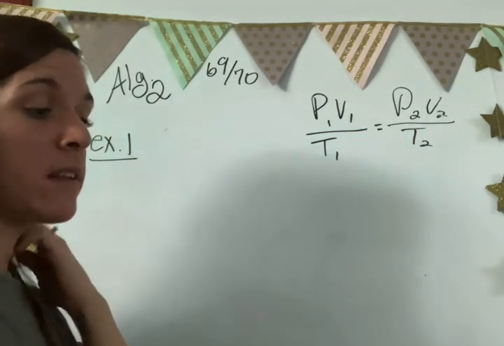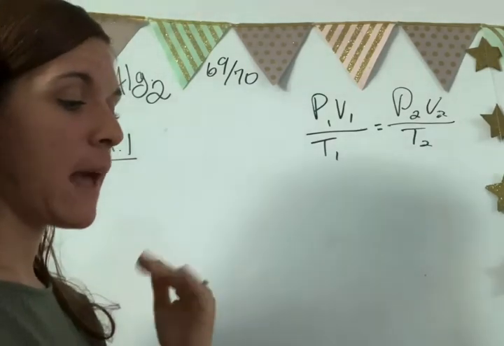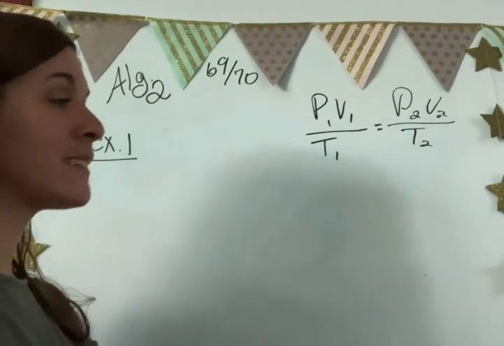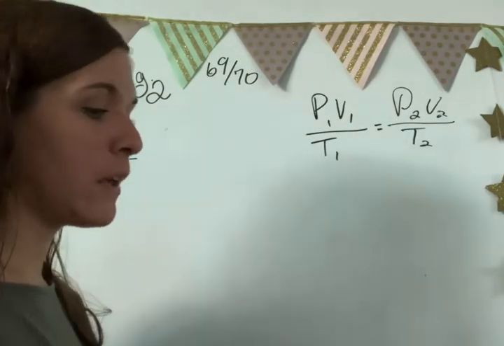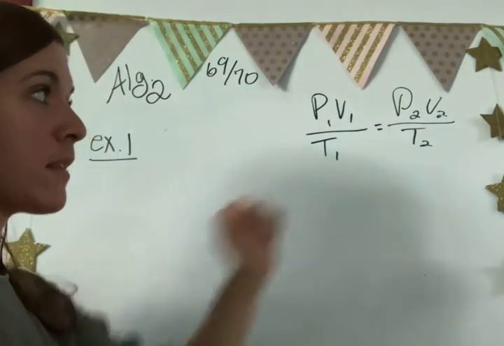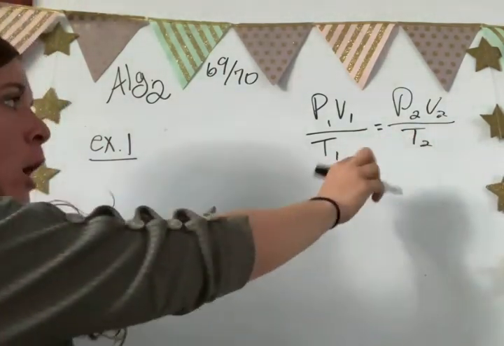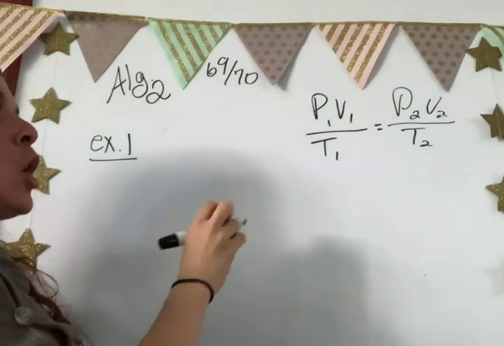So it says find the final temperature if the final pressure was this, the atmosphere, and the final volume was this. Begin by solving the equation for T2 because that's what they're looking for. It says find the final temperature. Final temperature is the second temperature, so that's T2. So let's do that first. Let's take our equation and solve for T2.